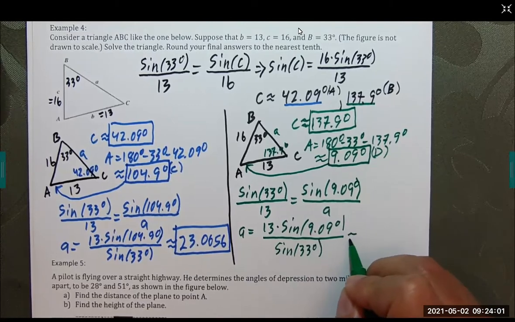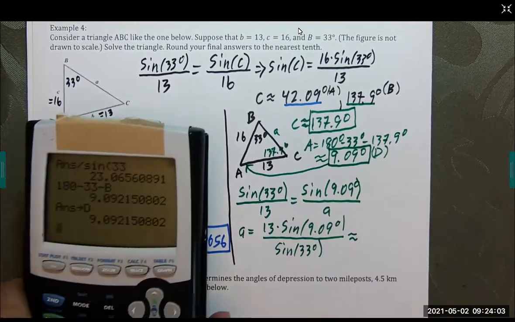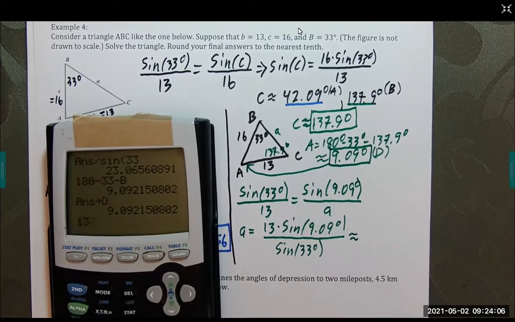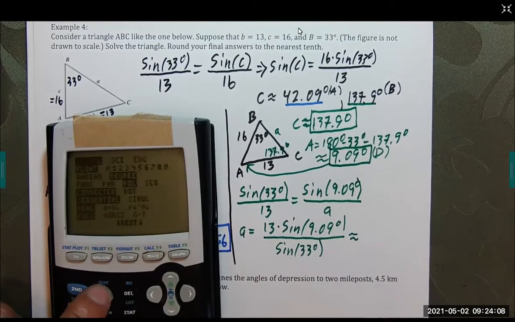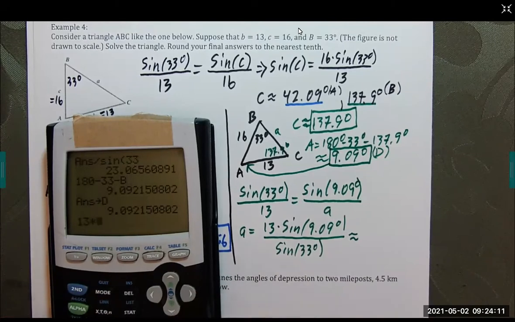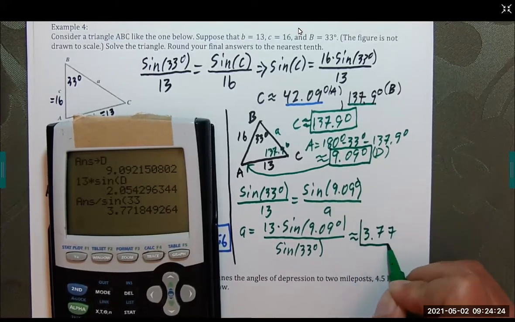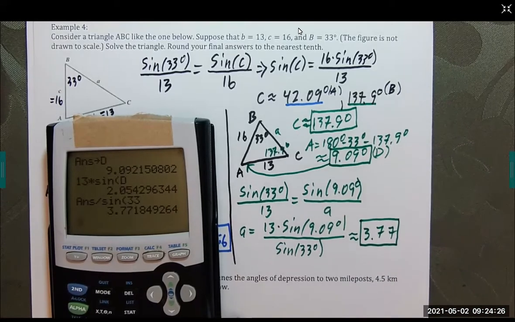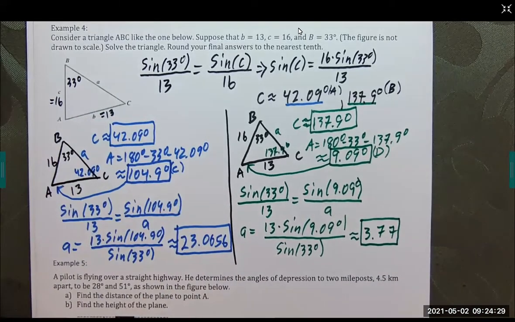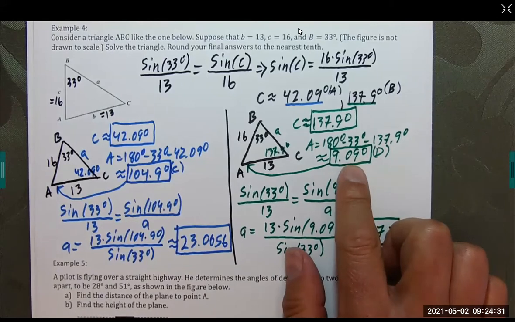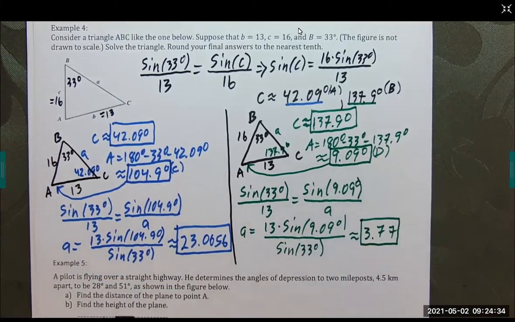Let's see what we get. 13 times the sine, I'm in degree mode, 13 times the sine of D divided by the sine of 33 degrees. We get 3.77 as our last side. So that's the ambiguous case. Again, when we do the subtraction, if we get a negative here, then that second triangle doesn't exist. And so we only have one triangle. And that does happen, that does come up.